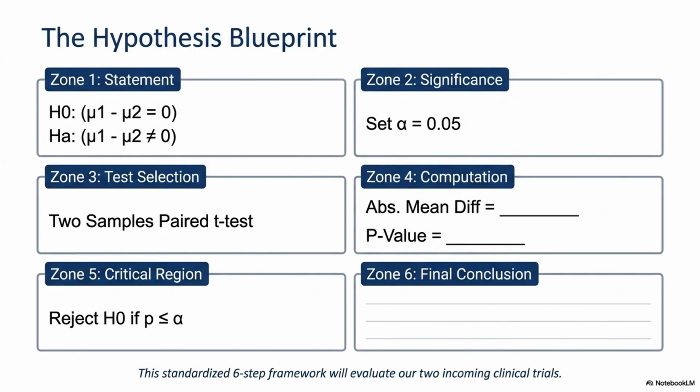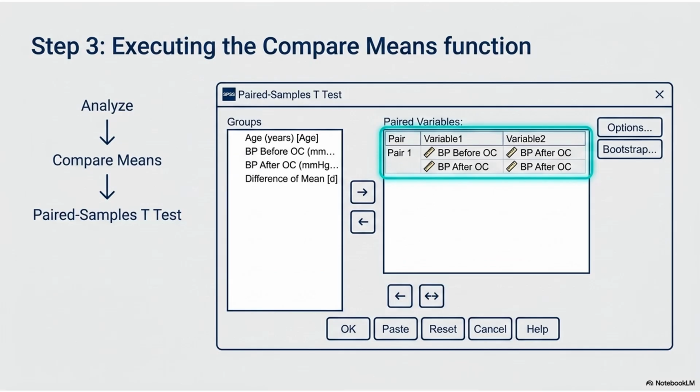The hypothesis steps: Step 1 statement of hypothesis, Step 2 significance level, Step 3 test selection, paired sample t-test, Step 4 computation, Step 5 critical region, and Step 6 final conclusion. This standardized six-step framework will evaluate our two incoming clinical trials.